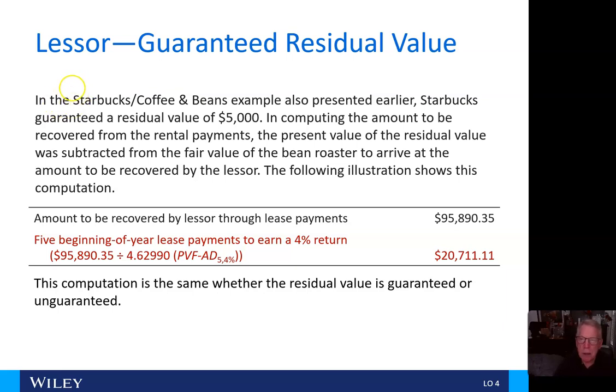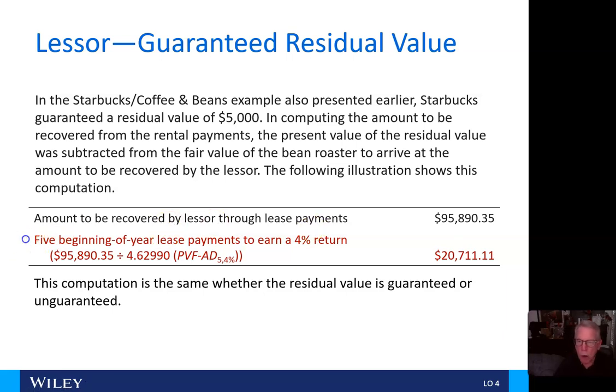In computing the amount to be recovered from the rental payments, the present value of the residual value was subtracted from the fair value of the bean roaster to arrive at the amount to be recovered by the lessor. The following illustration shows that computation. So here is the amount to be recovered by the lessor through lease payments. And we calculated that earlier, so I won't go through it again.